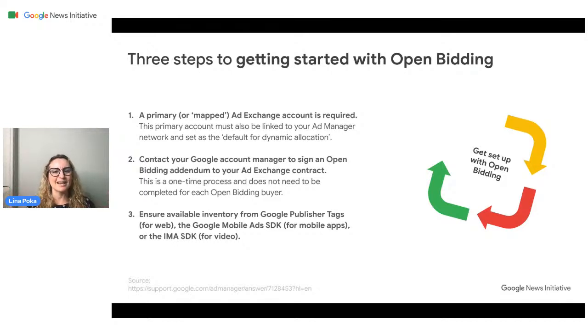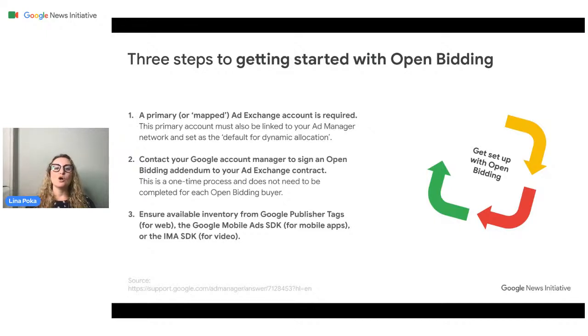So how do we make this a reality? What are the steps that we're going to be following in order to get started with open bidding? Three steps. Step number one is a primary, also known as mapped, ad exchange account. That is required, so we absolutely need to have that in place. This primary account is also going to be linked with our Ads Manager network, and is going to be set as the default for dynamic allocation.